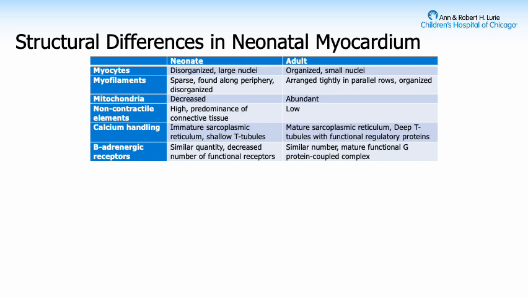This is why conditions of hypocalcemia like 22q11 deletion can be very impactful on neonatal myocardium, and why exogenous administration of calcium in the form of either an infusion or a bolus can have significant positive inotropic effects on neonatal myocardium, more so than adult myocardium. As for beta adrenergic receptors, they're of similar quantity to adults but with a decreased number of functional receptors. So there is a limited threshold to how much beta agonism as inotropy can support neonatal myocardium.